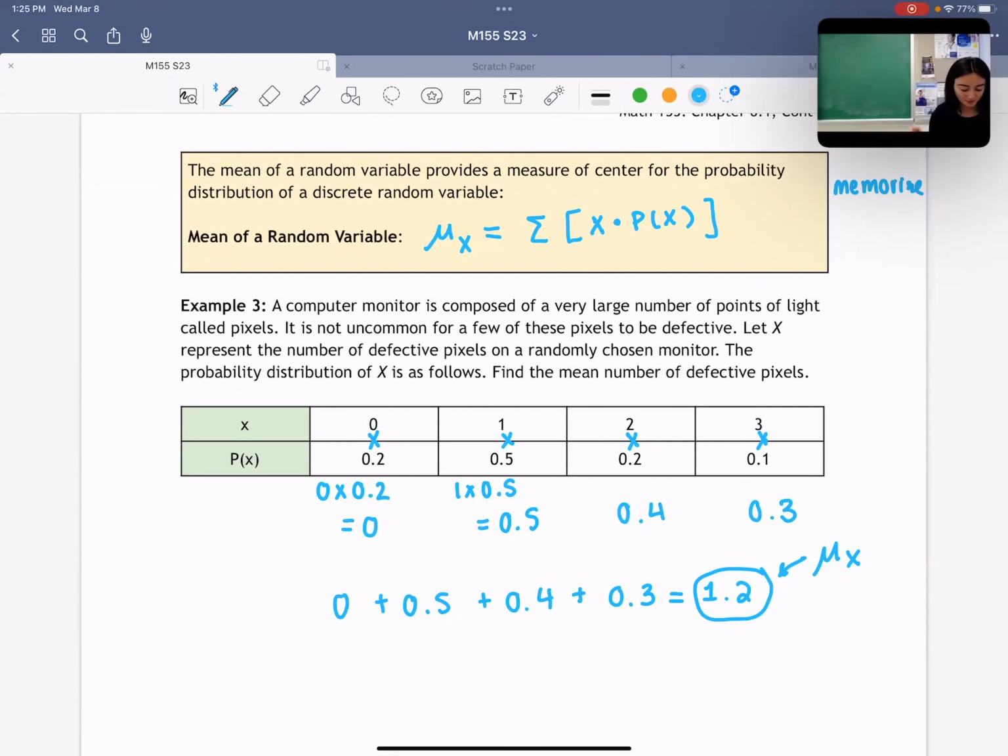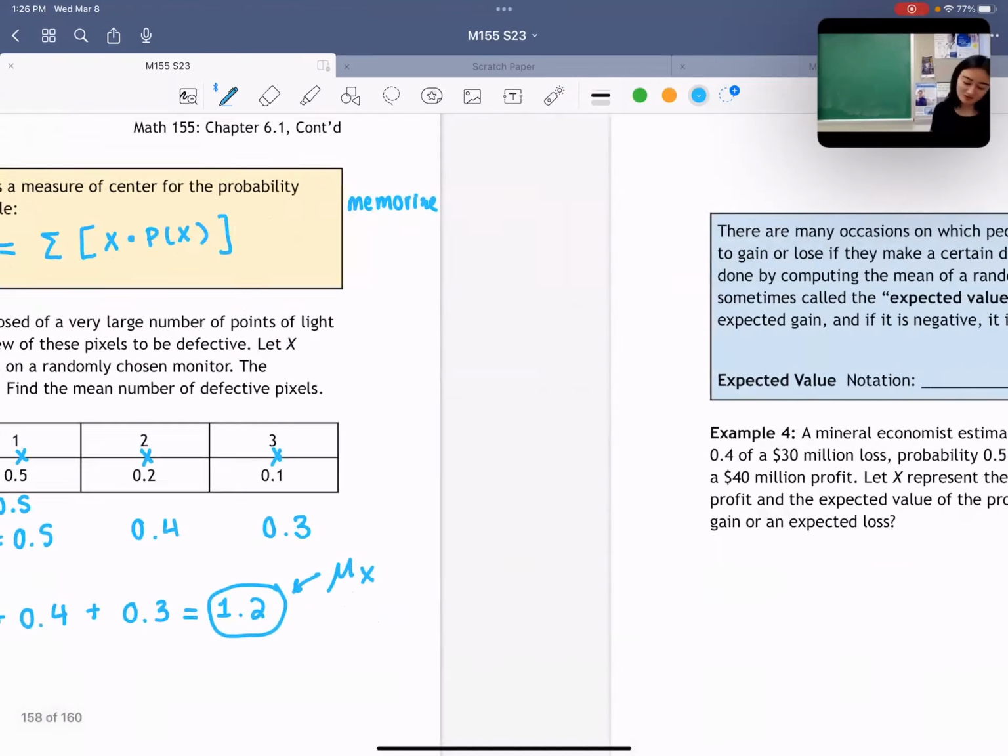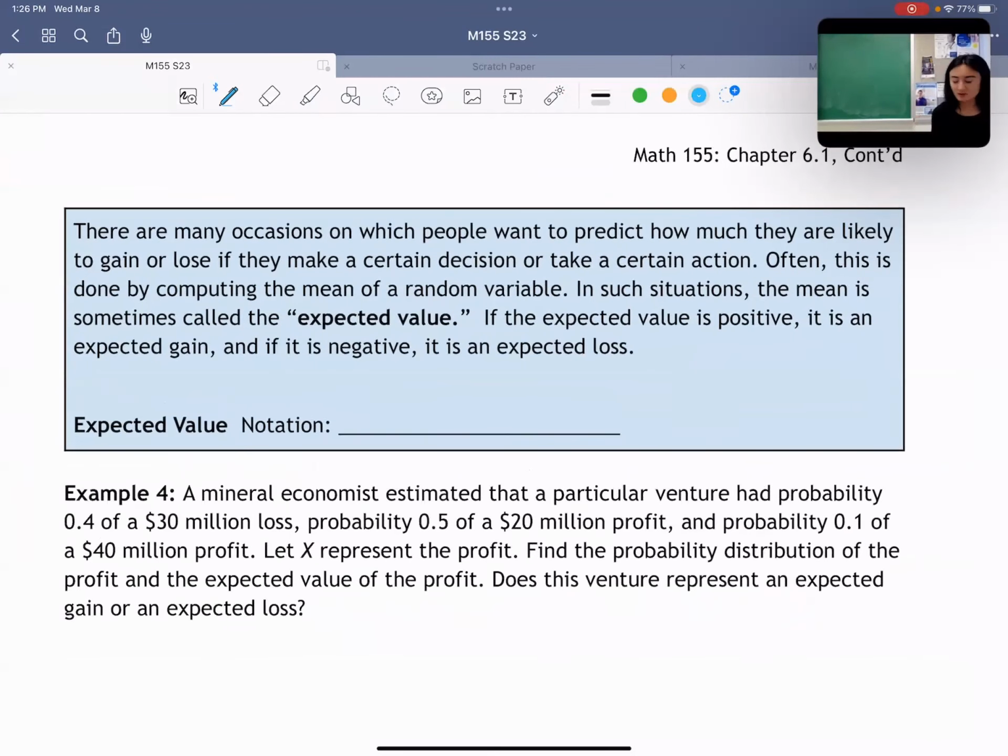Nice. Okay. If we flip to the page, I'm going to talk about something the textbook finds really important for some reason. I don't really find it important, mainly because I'm not a business person. In many business applications where you're dealing with money, sometimes you'll see this thing called the expected value.